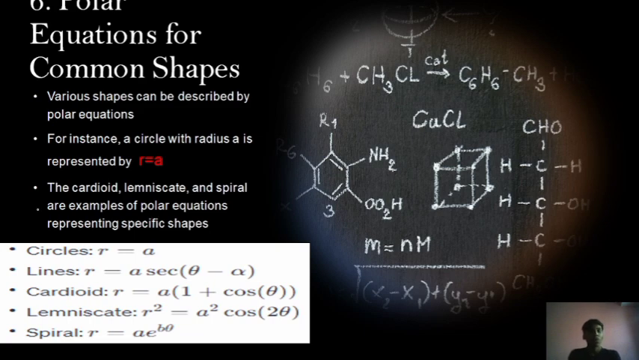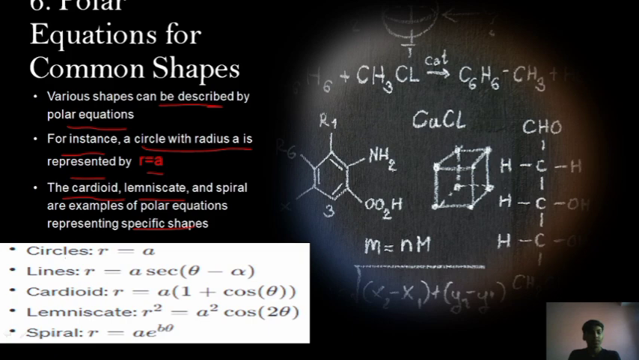Sixth one, polar equations for common shapes. Various shapes can be described by polar equations. For instance, a circle with radius a is represented by r equals a. The cardioid, lemniscate, and spiral are examples of polar equations representing specific shapes.